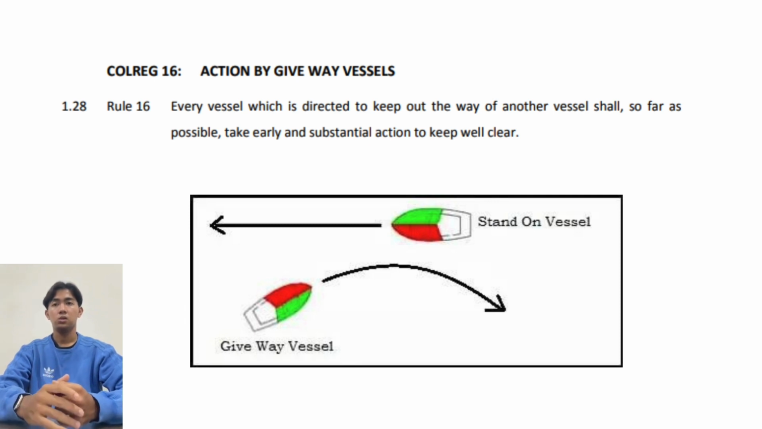Number 3 is keeping well clear. The ultimate goal of Rule 16 is for the give-way vessel to keep well clear of the stand-on vessel. This means maintaining a safe distance and ensuring that the stand-on vessel has ample room to maneuver. Example of give-way vessel action: in a crossing situation, the give-way vessel should alter course to pass astern of the stand-on vessel. In an overtaking situation, the give-way vessel should slow down or stop to allow the stand-on vessel to overtake safely.